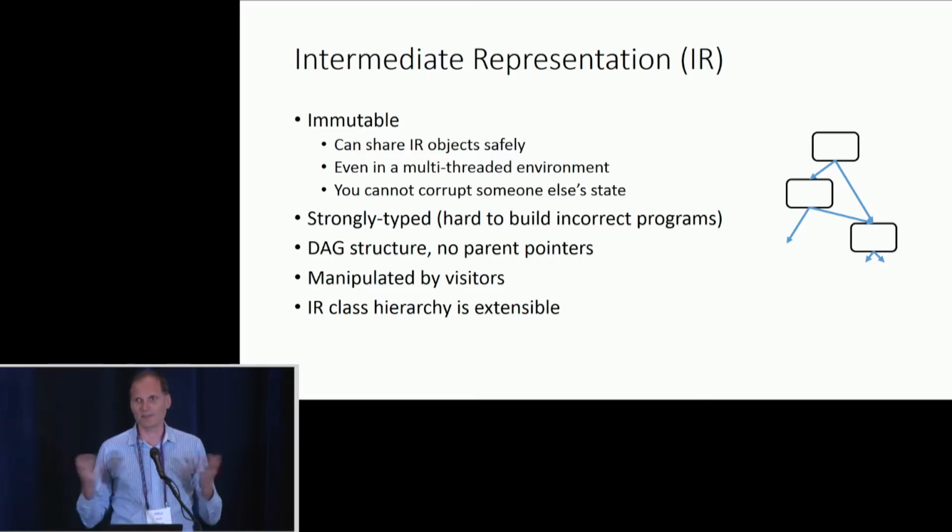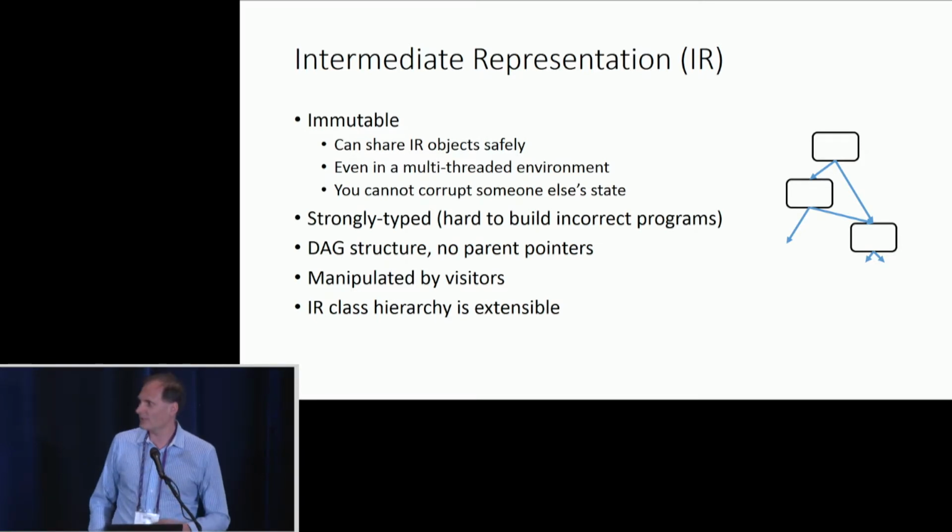And this actually makes it even possible to write a multi-threaded compiler in which you fork multiple threads to try different optimizations simultaneously, and you're guaranteed that the threads cannot trample each other's data structures if they are the IR. You can have other side data structures, but the IR is immutable. And everything is strongly typed in the IR.